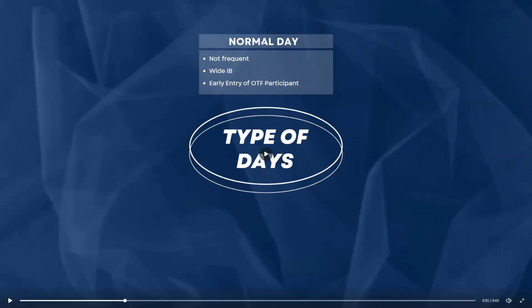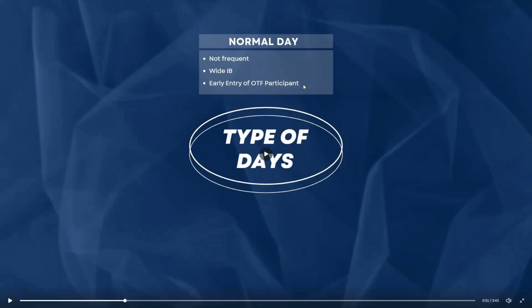And a normal day occurs when generally the OTF participant, other time frame participant, just a fancy name for big player, nothing else. The OTF participant is the big player, big seller, big buyer, investment banks, institutions, pension funds, etc. Those are big players. I often refer to them as big players only. Generally, big players wait for 1 hour. They wait for the initial balance to develop.